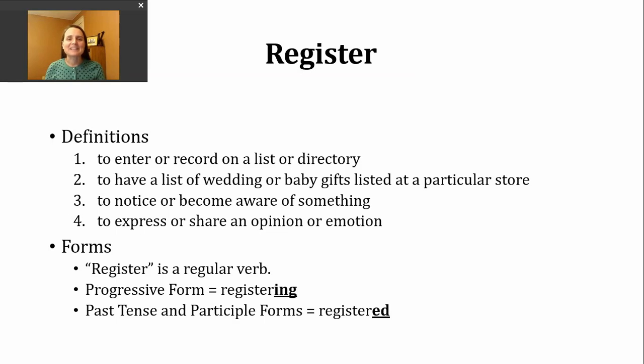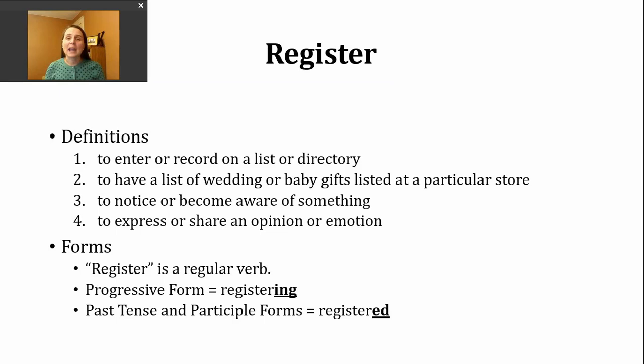A third way to use the verb register is to notice or become aware of something. So if you've been working from home with family around, sometimes you might be working quietly and then become rather surprised that someone standing next to you might not have registered that they were in the room with you. That would be an example of that usage.